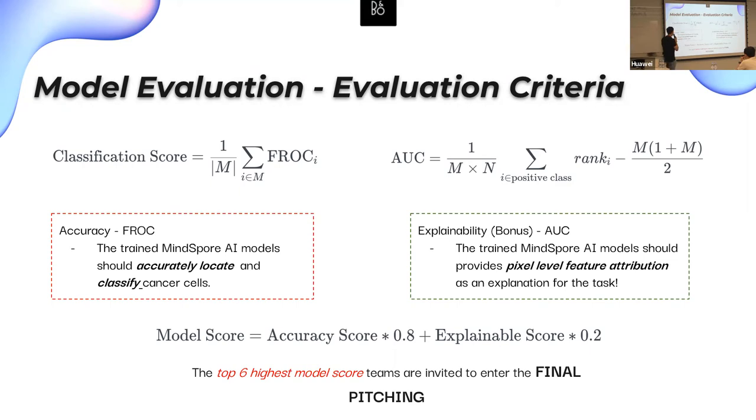So we will start with the classification score. This is also the accuracy. We'll use the FROC to calculate the score from your prediction. The main idea is to check whether you have accurately located and classified the cancer cells. For the explainability, the question is how it compares to the ground truth that we have. The ground truth is a mask of the image, also annotated by the specialist. We'll compare your explainability with the one from the specialist to see how well your model explains the problem. The final six highest scores will enter the final round. Yeah, so that's it.